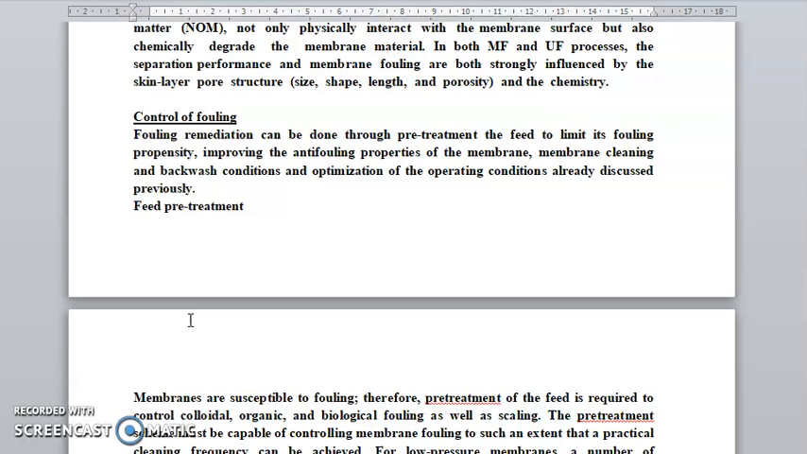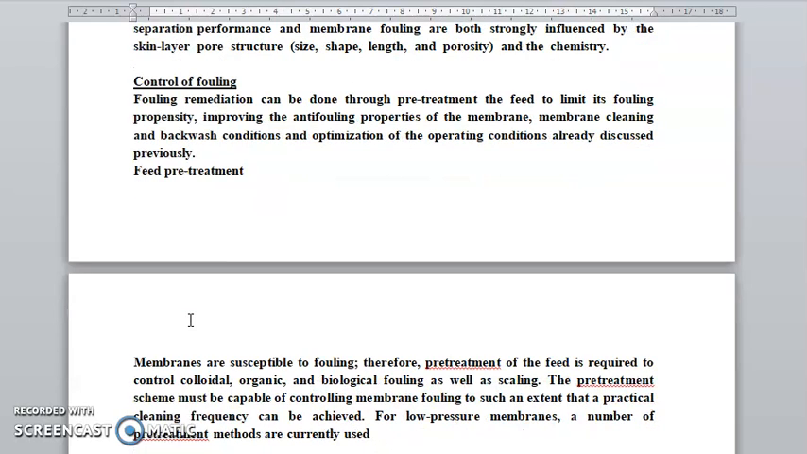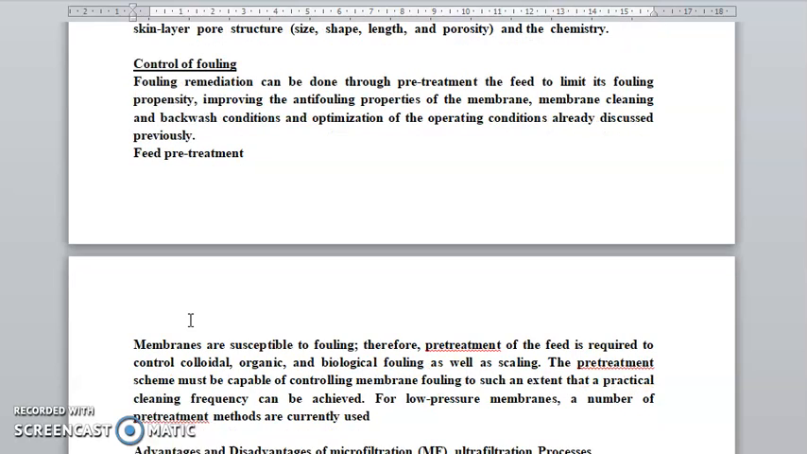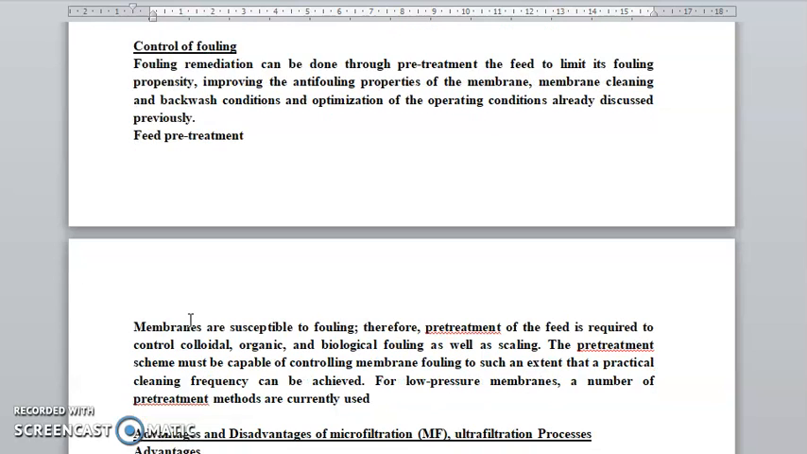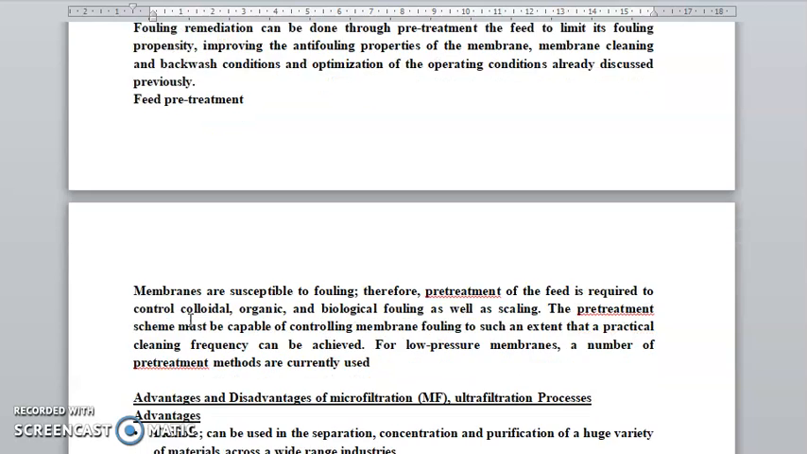Feed pre-treatment. Membranes are susceptible to fouling, therefore pre-treatment of the feed is required to control colloidal, organic and biological fouling as well as scaling. The pre-treatment scheme must be capable of controlling the fouling to such an extent that practical cleaning frequency can be achieved for the low pressure membrane. A membrane treatment method will be currently used.